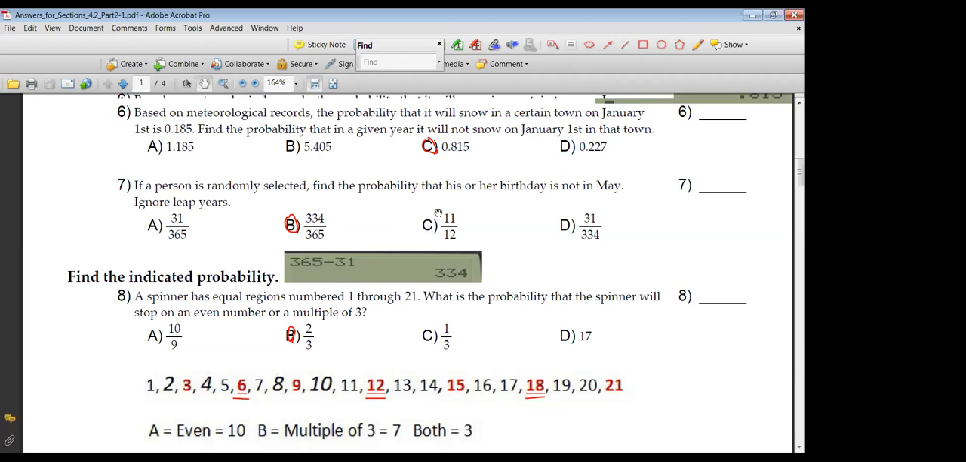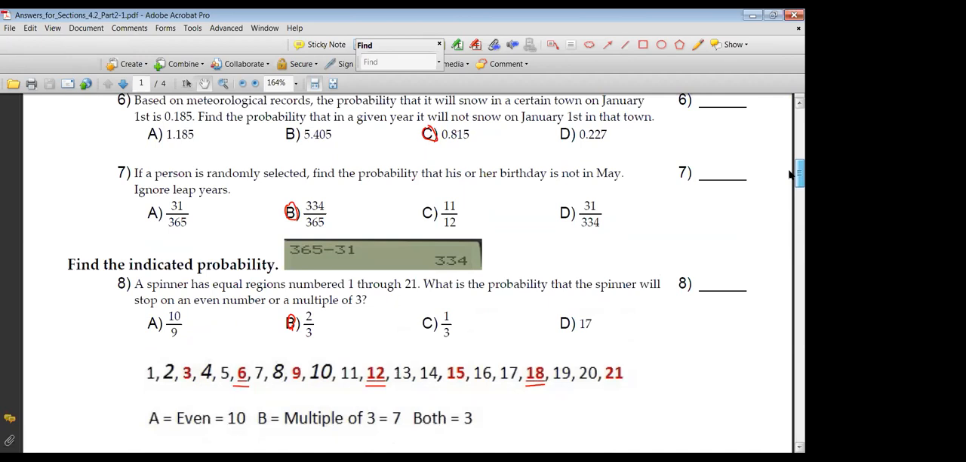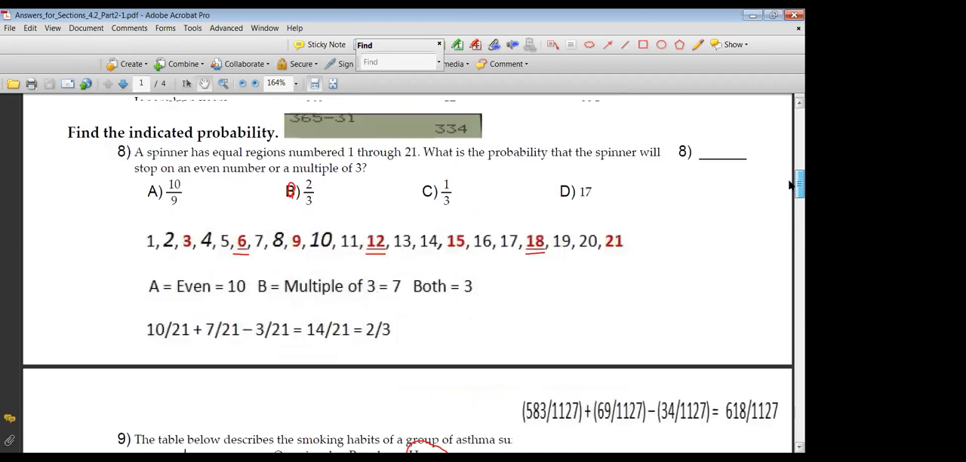The amount of days in each month is not the same. That's kind of one of those I-got-you problems. All right, 334 over 365. If you got that one wrong, you know what it is. But I explained it in the voiceover.